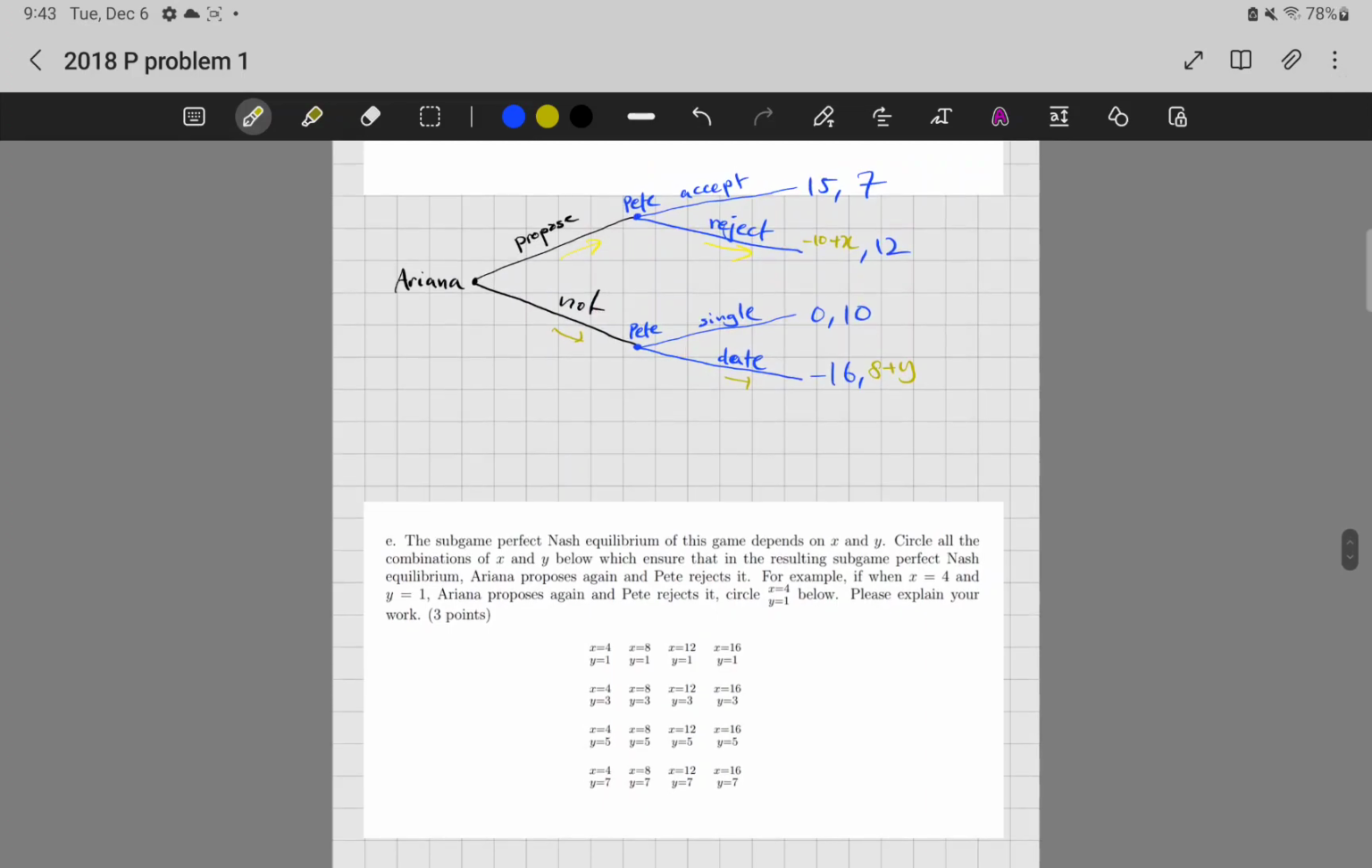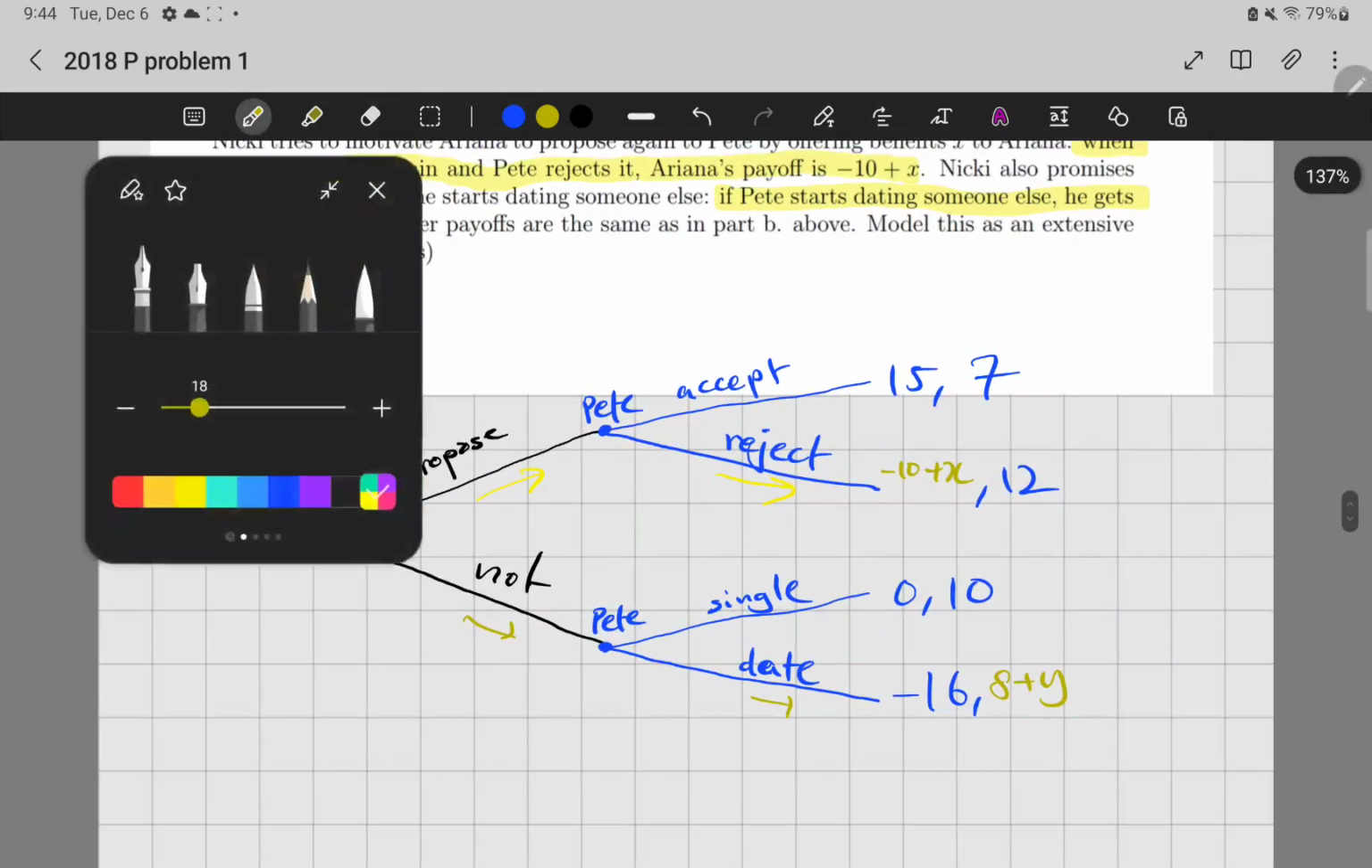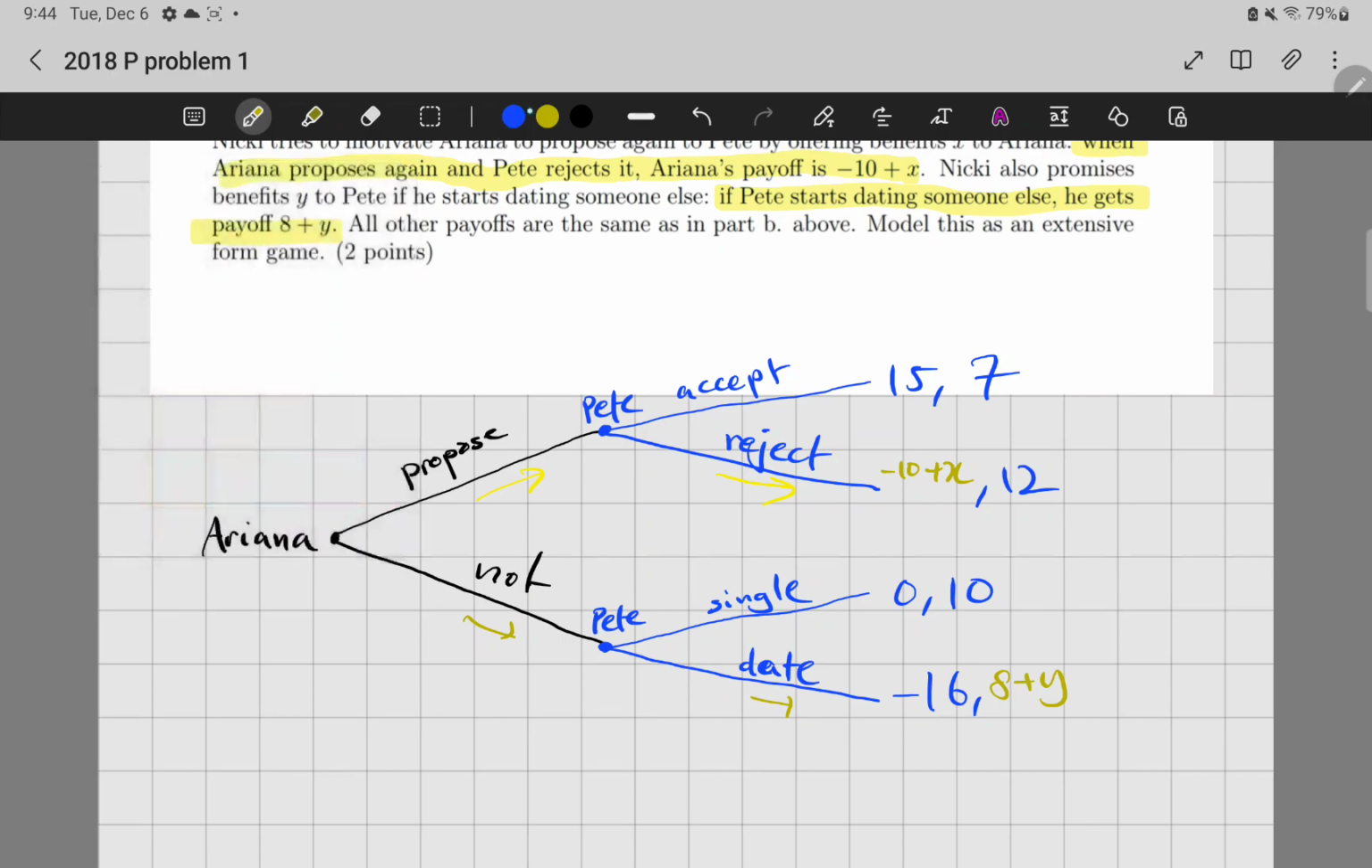Now let's move on to section E. It says, the subgame perfect Nash equilibrium of this game depends on x and y, which is true. Circle all combinations of x and y below, which ensures that in the resulting subgame perfect Nash equilibrium, Ariana proposes again, and Pete rejects it. For example, when x equals 4 and y equals 1, if Ariana proposes again and Pete rejects it, circle x equals 4, y equals 1 below. Please explain your work. So, let's first try our best to go as far into the subgame perfect Nash equilibria as possible.